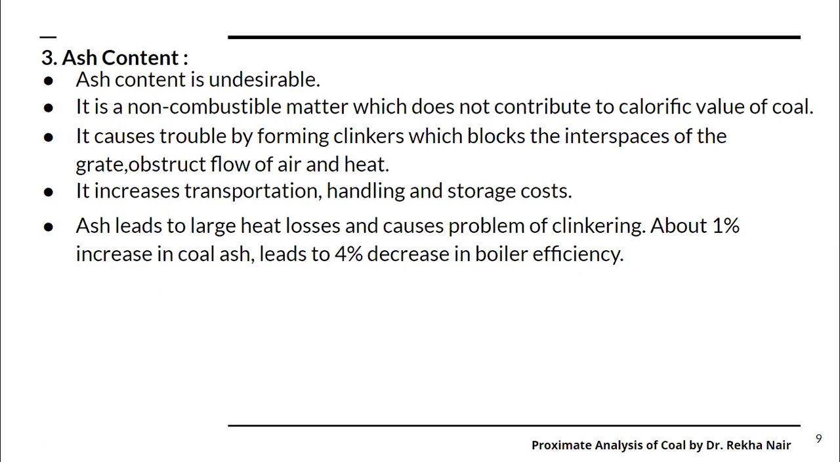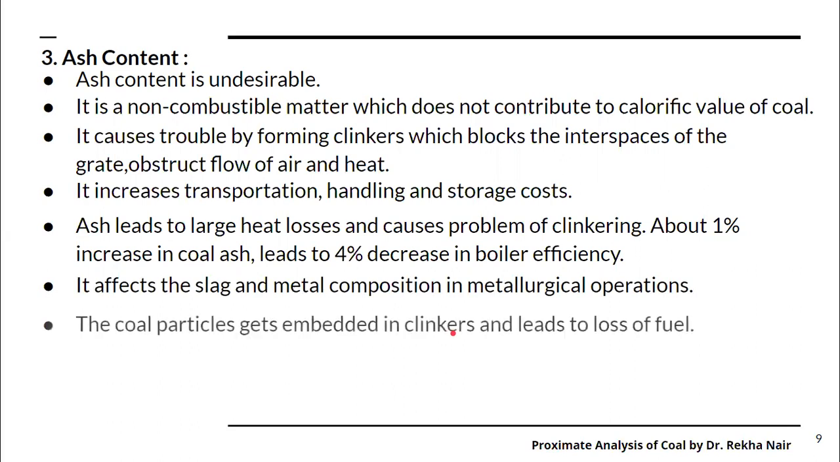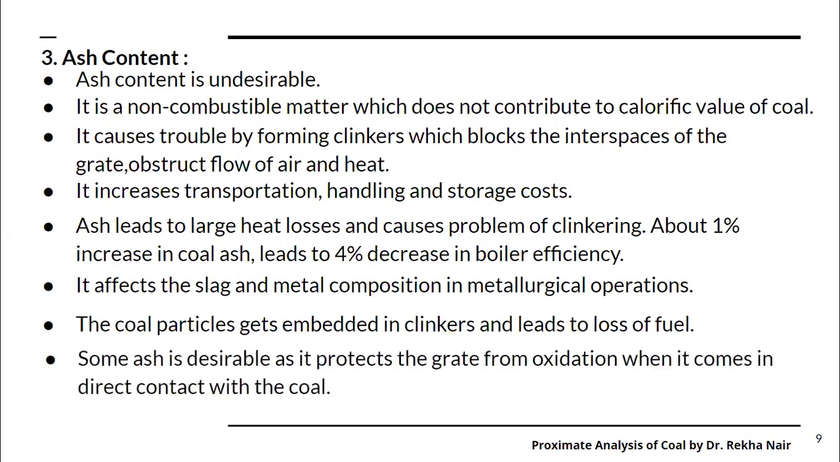About a 1% increase in coal ash will lead to a 4% decrease in boiler efficiency. It affects the slag and metal composition and metallurgical operations also, and coal particles get embedded in the clinkers and lead to loss of fuel. Some ash is desirable because it protects the grate from the oxidation process which may occur due to direct contact with the coal. So ash content is also undesirable.